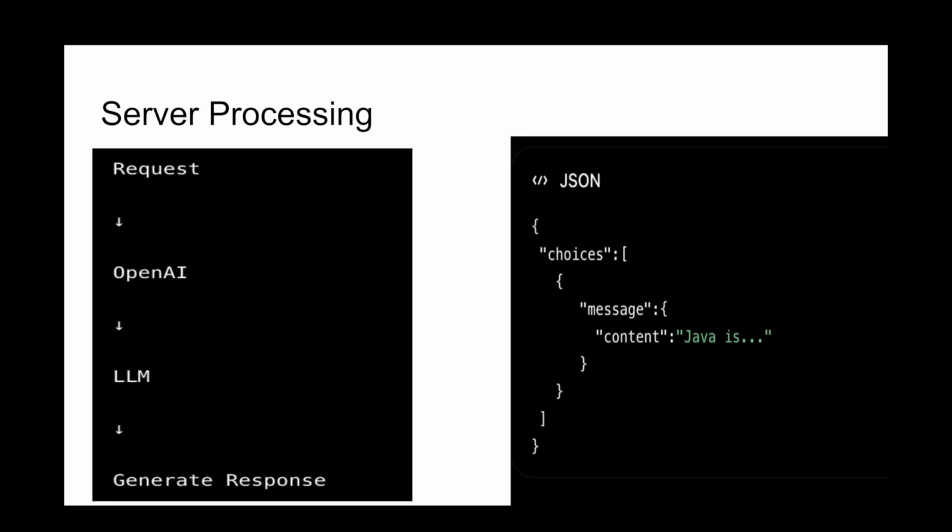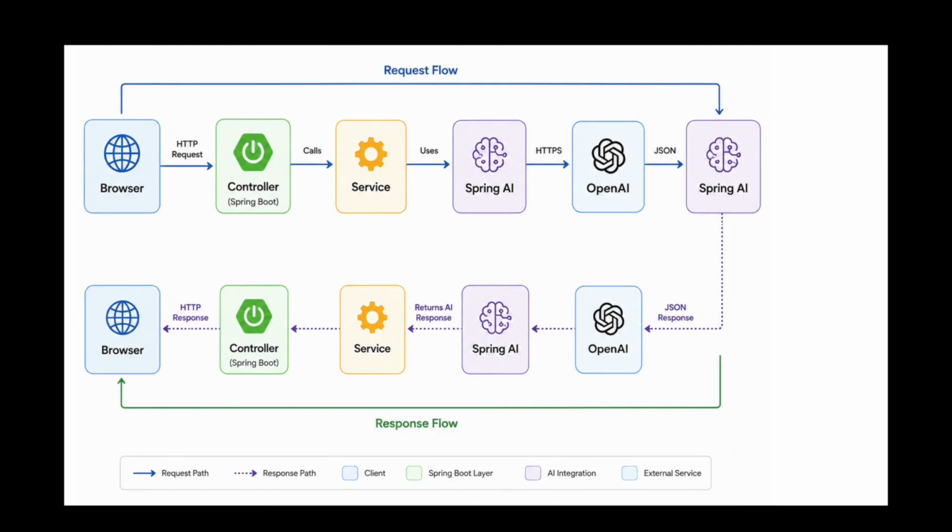This is the server processing. OpenAI receives the request. The selected model processes your prompt, generates text, and returns JSON. Your Java application extracts the generated text. Spring AI hides most of the complexity. It converts the JSON into Java objects automatically. Now, this is the complete flow.